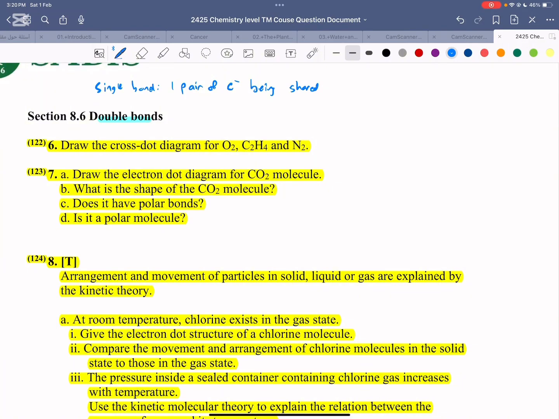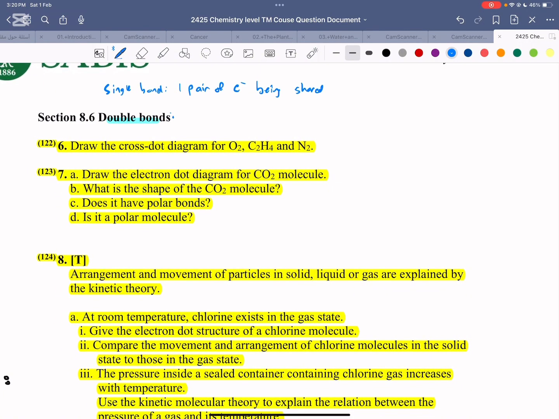Now, double bonds, what do you guys expect? Of course, it's going to be two pairs of electrons being shared. Now, we also have triple bonds, and this is going to be how many pairs? 3 pairs of electrons being shared. So let's look at the examples. I'm going to do C2H4 and N2.